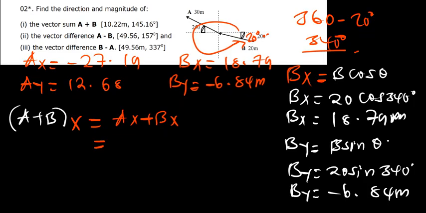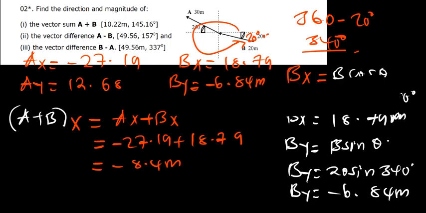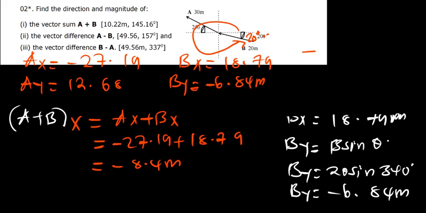So what is Ax? Ax is negative 27.19. What is Bx? Bx is 18.79. So what is our answer in this case? Our answer will be negative 27.19 plus 18.79. The answer I'm getting is negative 8.4 meters. That is my x component of A plus B. Does that make sense? Before I go to B, does that make sense?